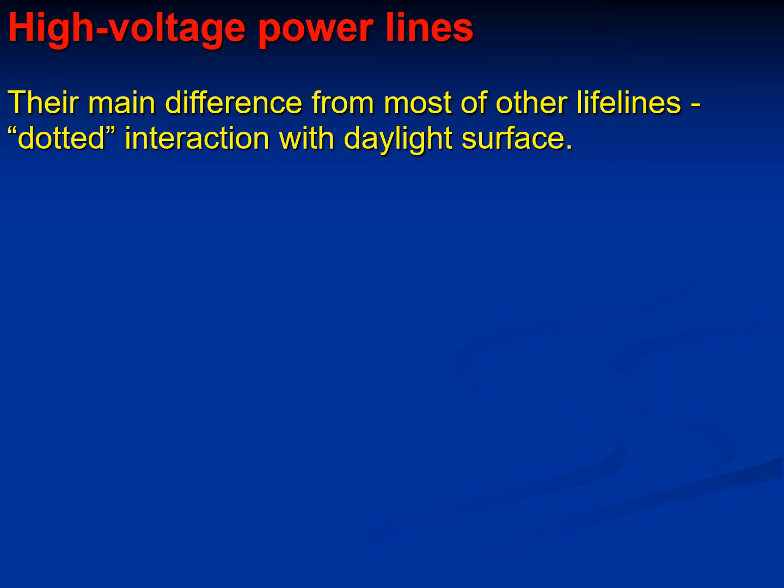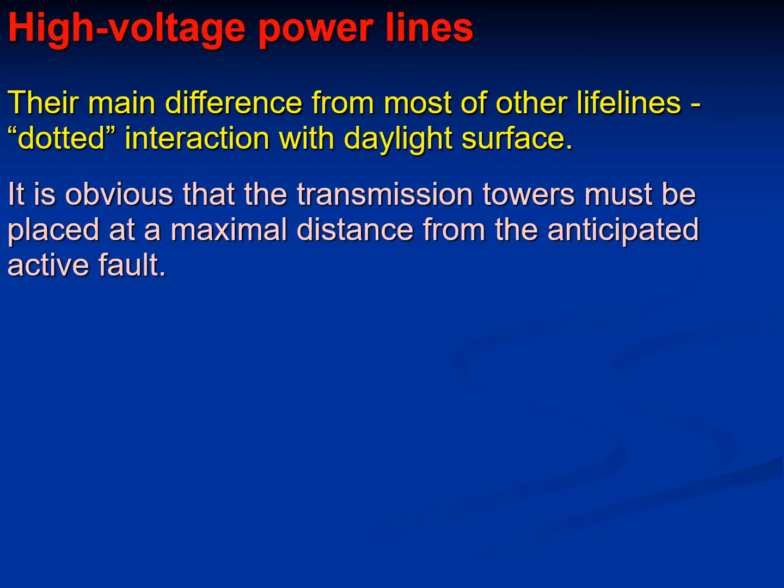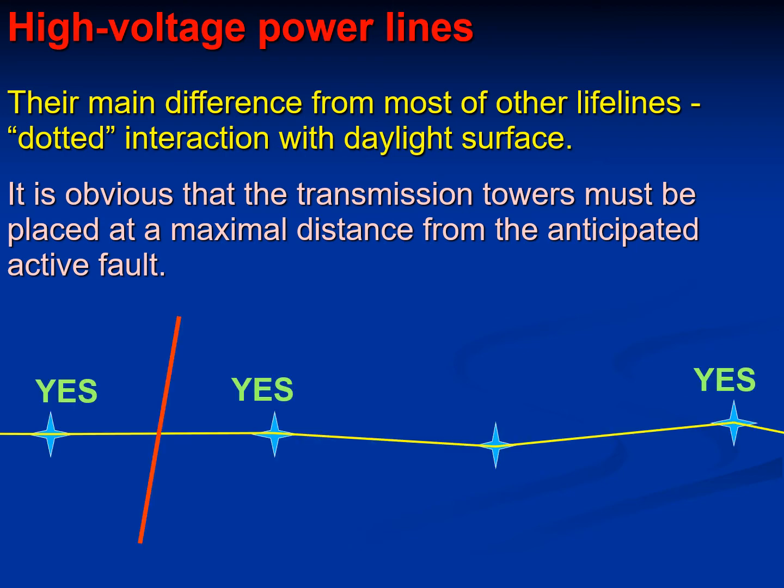Now let's talk about high voltage power lines. Their main difference from most other lifelines is that they have a dotted interaction with the daylight surface. It is obvious that the transmission towers must be placed at the maximal possible distance from the anticipated active faults. Let's say this position of power lines is good, while this one is bad.